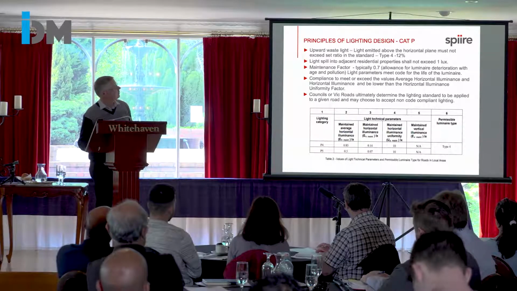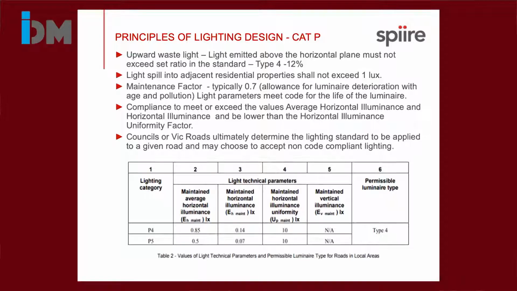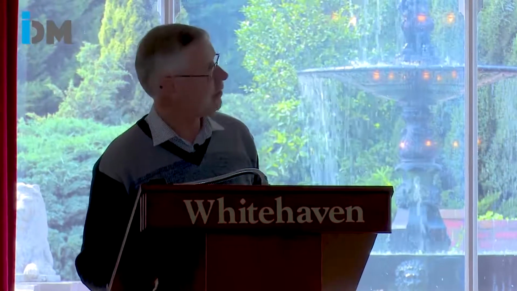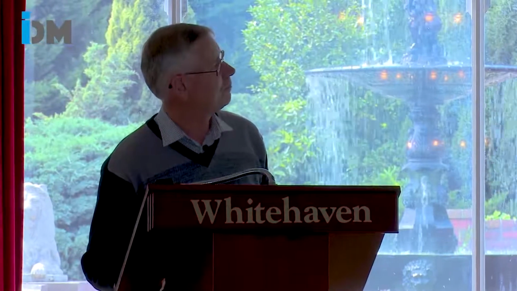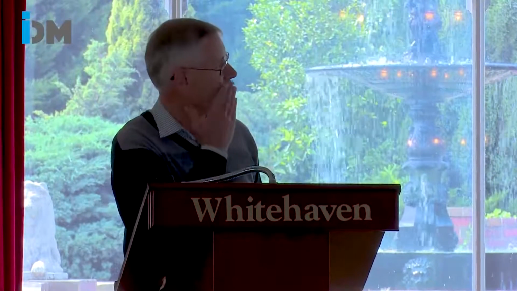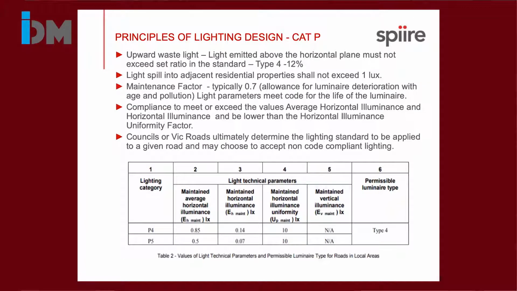Upward waste light, which is light emitted above the horizontal plane, must not exceed a set ratio, which for Type 4, the maximum allowable is 12%. You'll see in some of the calculation examples that I've provided that LED lanterns are way below that. Light spill into adjacent residential properties shall not exceed 1 lux. The maintenance factor, as I discussed before, is typically 0.7.